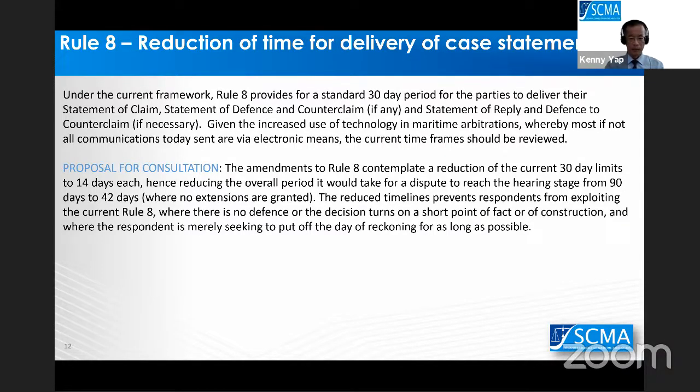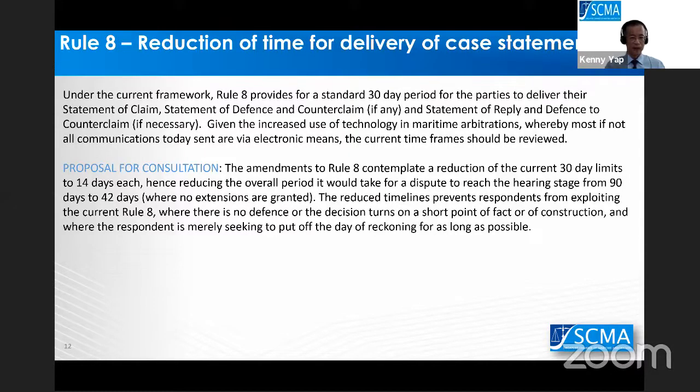Now, by comparison, I understand the LMAA provides for 28 days for claim submissions and defense submissions and 14 days for reply submissions. I've looked at the SIAC rules for comparison, but they don't specify any period, and instead they leave that to the tribunal to decide.